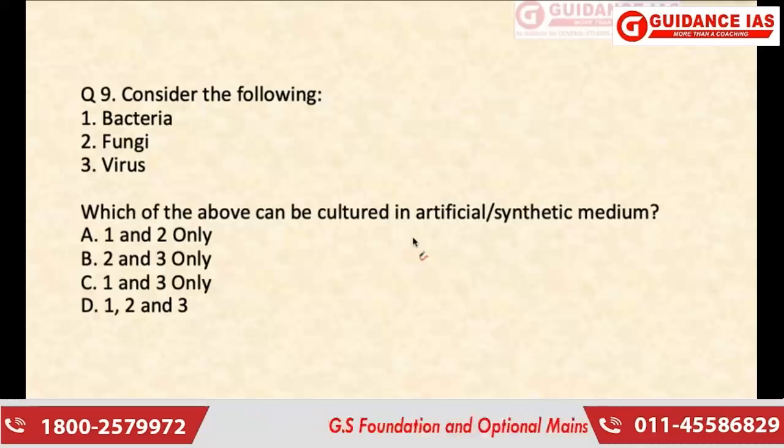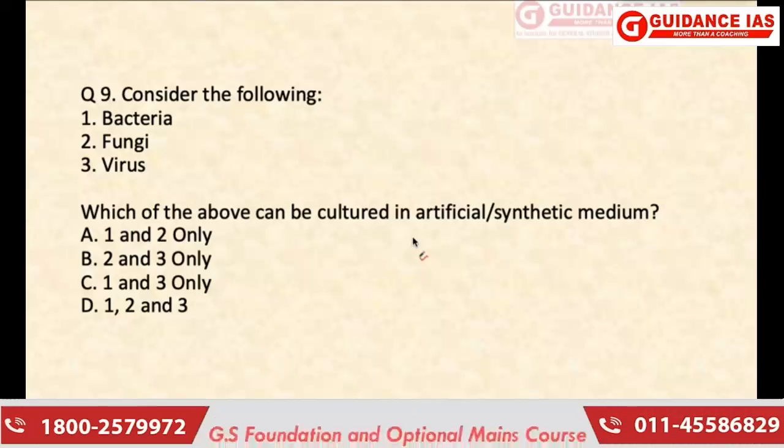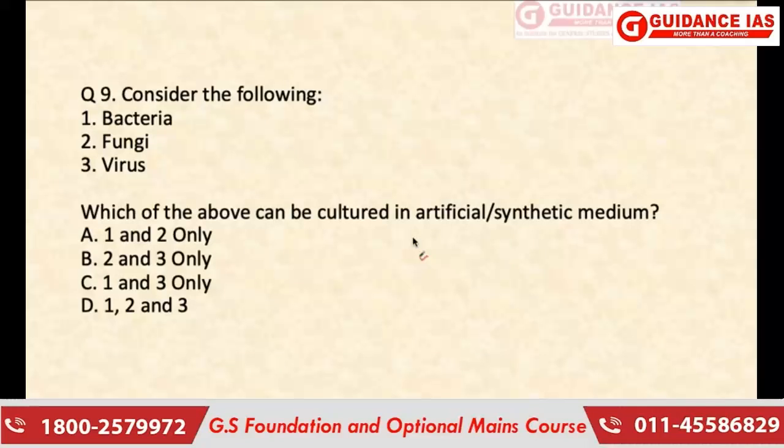What happens in natural media, that it includes all the natural or the biological fluids, as for example plasma होता है, उसमें serum होता है. Whereas synthetic medium में हम organic, inorganics, हर तरीके के nutrients या फिर media use करते हैं. The question is asking which of the above can be cultured in artificial or the synthetic medium. हम इन तीनों में से क्या synthetic medium में culture कर सकते हैं?